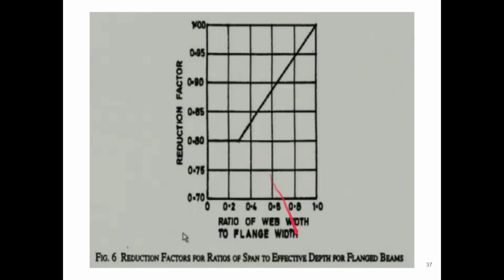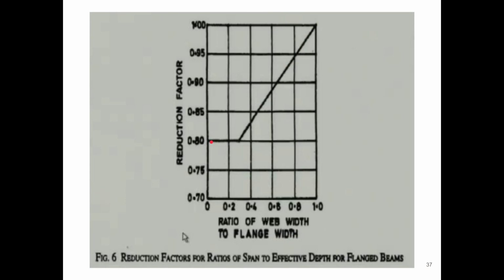As per figure 6, that will be a function of web width divided by flange width. Web width by flange width will definitely be less than 1, right? The lesser the value, the lesser will be the reduction factor. It will be 0.85, 0.8, 0.75, like this it will come down, and it will be constant at 0.8; it will not be less than 0.8. The maximum is 1 when the web width is equal to the flange width, that is, when it is not a flanged section. Otherwise it will be lesser, so you have to multiply this also.